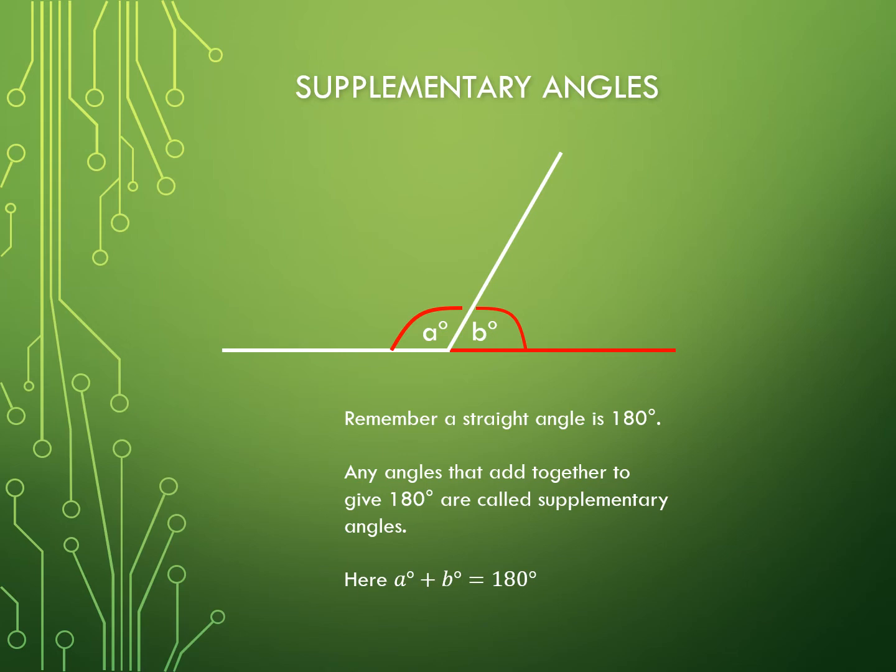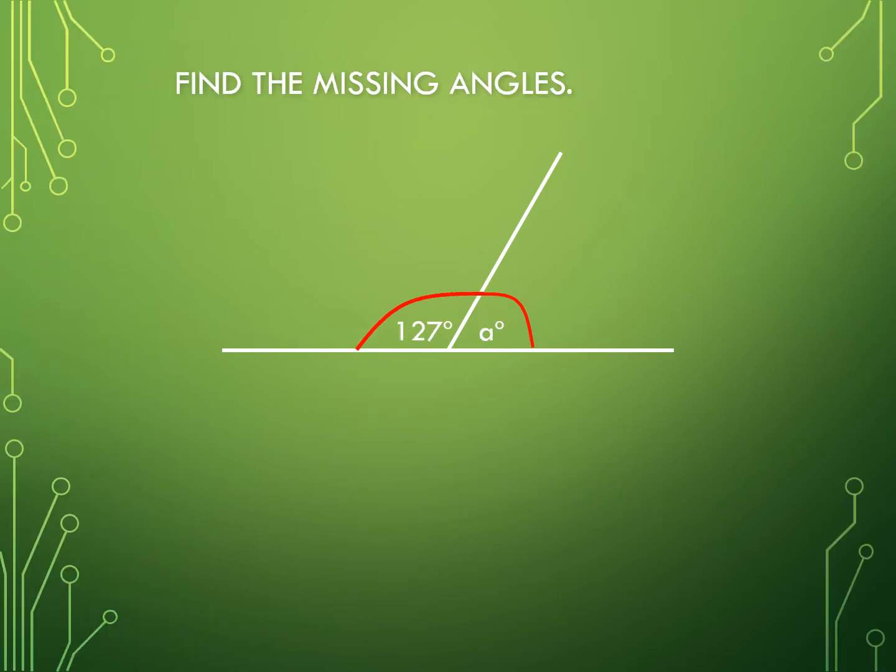So let's have a look at some examples. Let's see this in practice. Here we want to find the missing angle A degrees. Writing down what I already know, 127 degrees plus whatever A is needs to equal 180. I can subtract 127 from both sides, and that gives me 53. 127 plus 53 is equal to 180 degrees, so my missing angle A needs to be 53 degrees.